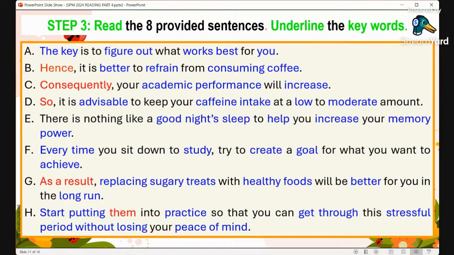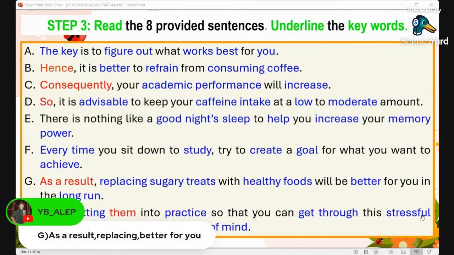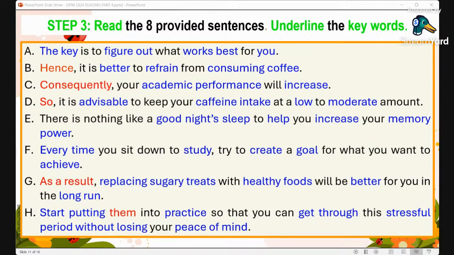So the key is also actually the word "the key". The key is one definite tip to figure out what works best for you. Wait, I've seen someone sharing. Shafiq says so advisable for D, caffeine intake low moderate, and Alip says as a result replacing better you. Fabulous. Every one of you is doing great. Giving us answers. Awesome.